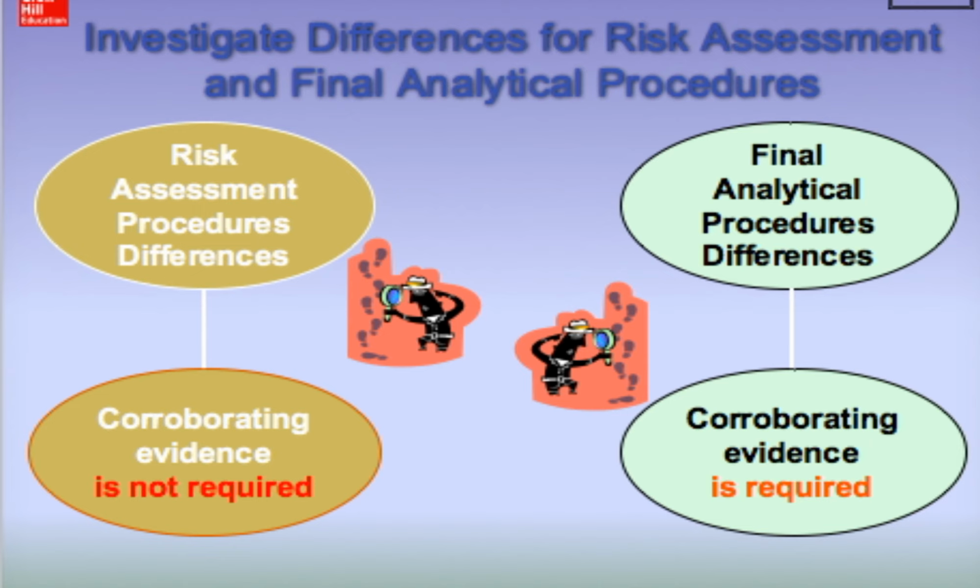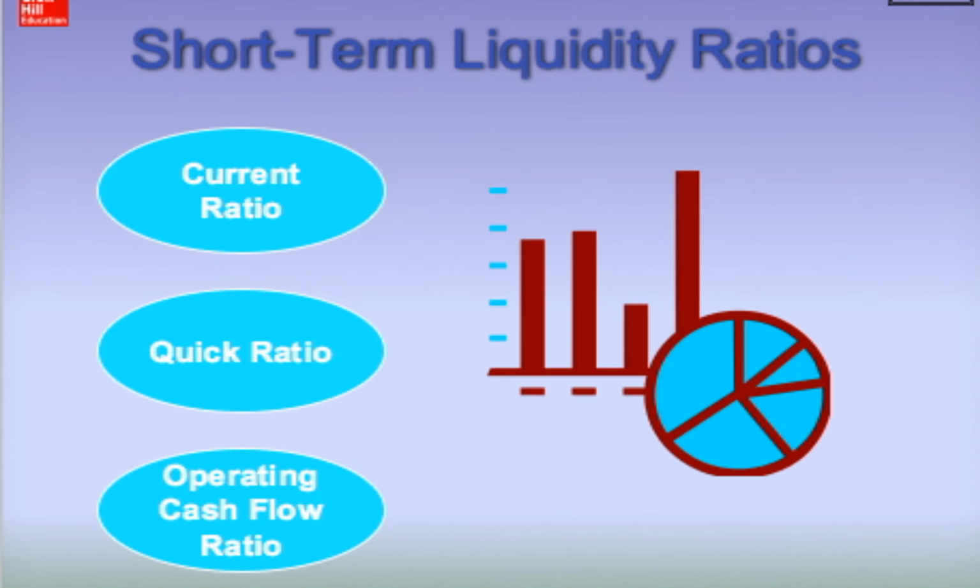If there are differences between expectation and reality using analytical procedures during the risk assessment process, you don't have to find any corroborating evidence. But when you're in the final analytical procedure phase of the audit, if those same types of differences rear their heads, then you need to seek out some corroborating evidence to ensure that you are seeing something that is correct.